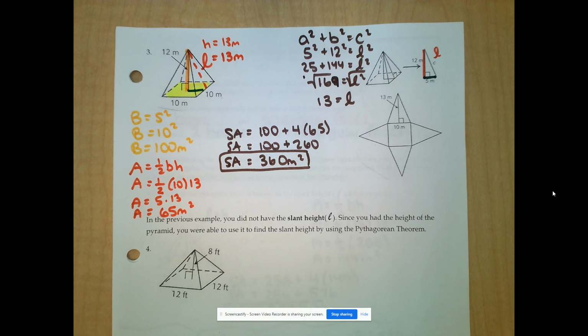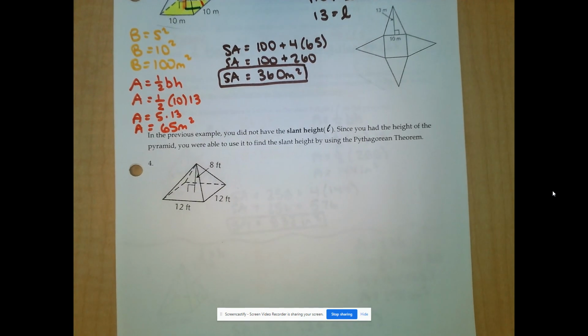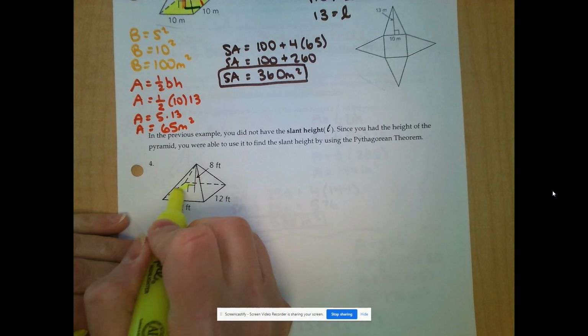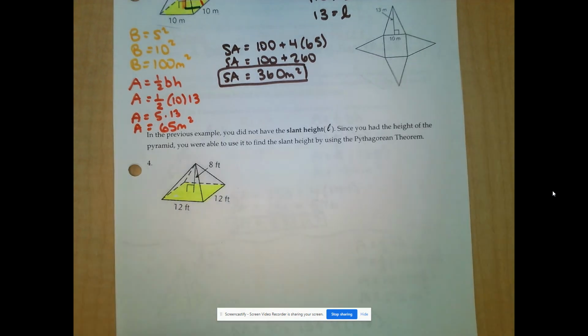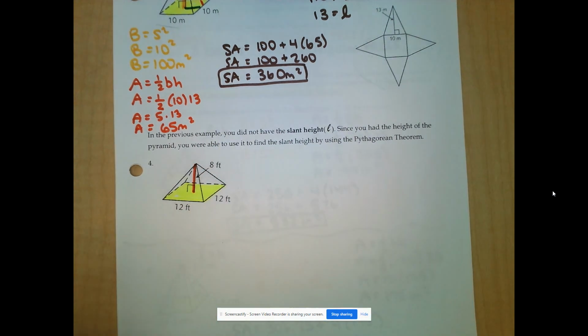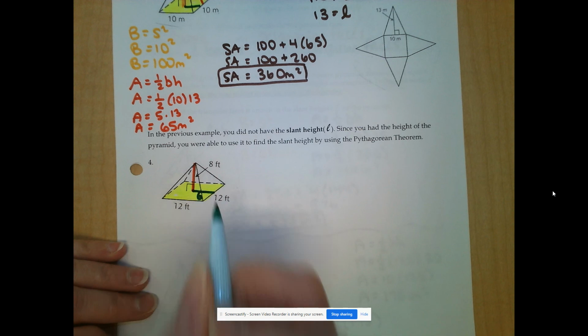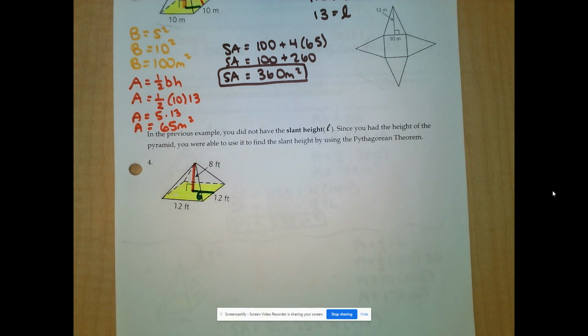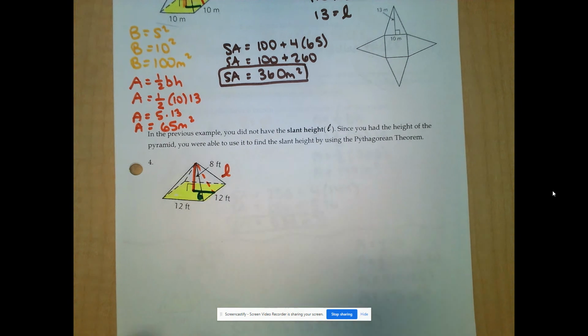All right, so let's see if we can apply that to the missing slant height on the last question, number 4. So we have a square base that is 12 by 12. We have Indiana Jones rope hanging down the center at 8. We also know that from his rope over to the edge is only going to be 6. It's not all 12. And the thing we're looking for is the slant height. So the missing slant height.